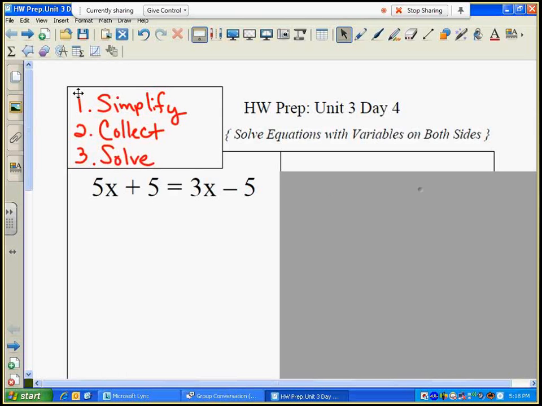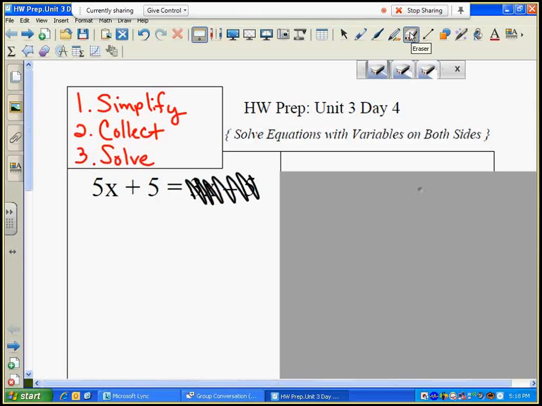As you're copying it down, you're going to notice that there is an x on both sides of the equation. We're going to talk about how to deal with that in a moment. The first thing I want you to do is think about that number 1, simplify, and take a look at each side of the equation. Let's ignore the right side and look at the left side. 5x plus 5. We can't add the second 5 to the first 5 because it doesn't have an x. So the left side is simplified.